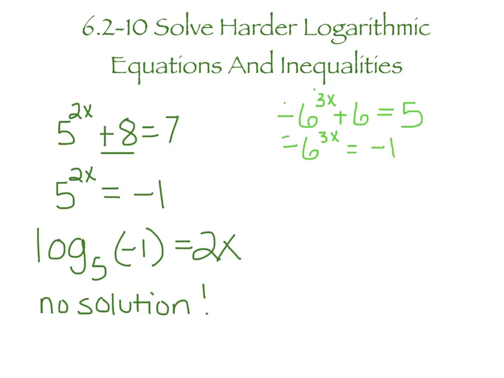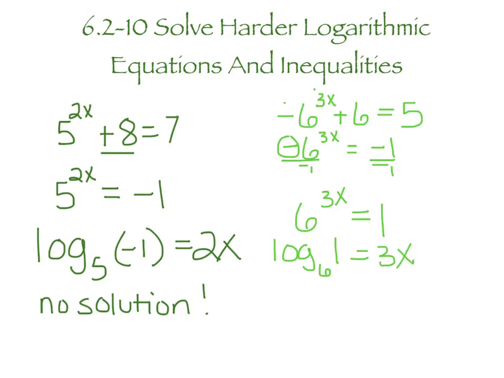And then we're going to divide off this negative sign, basically divide both sides by -1, and have 6 to the 3x equals 1. Then we can change it to a logarithm. Log base 6 of 1 equals 3x. And log base 6 of 1 is 0, so 0 equals 3x, and x equals 0. And if you plug that back in, it works just fine, and we're done.